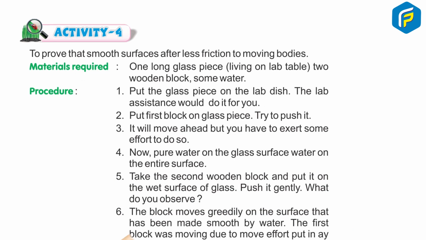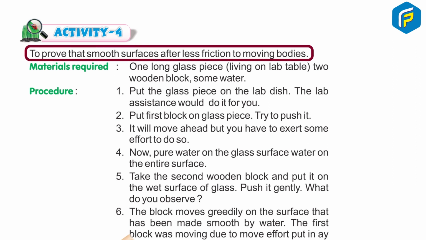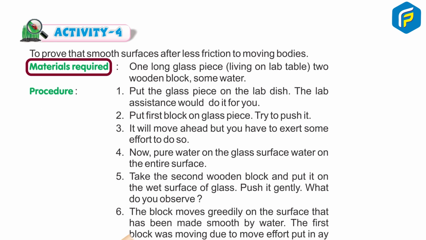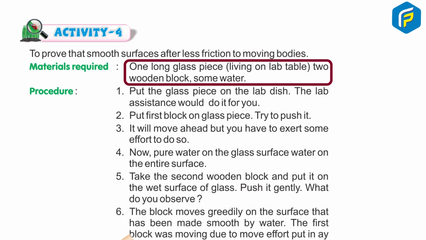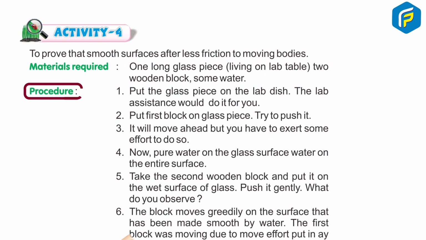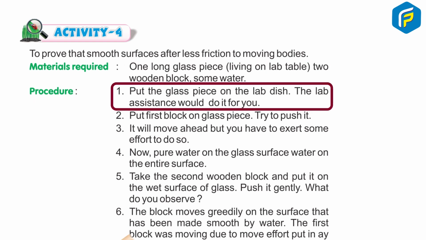Activity 4. To prove that smooth surfaces offer less friction to moving bodies. Material required: 1 long glass piece, lying on the lab table, 2 wooden blocks, some water. Procedure. 1. Put the glass piece on the lab table. The lab assistants would do it for you.